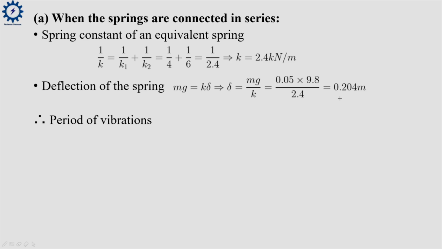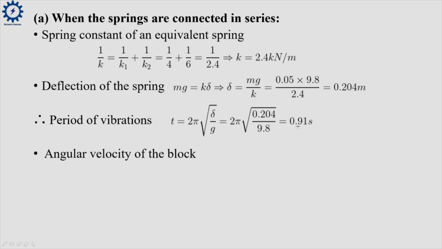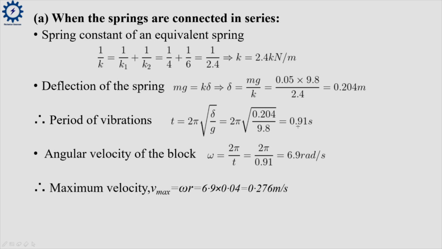Now let's determine period of vibration. We know period equal to 2 pi root delta by g. Substituting the value, we will be getting period as 0.91 seconds. Angular velocity of the block is 2 pi by T, that is 6.9 radian per second. Maximum velocity is omega into r, where r is the displacement. We will be getting maximum velocity as 0.276 meter per second. Maximum acceleration is omega square into r. Substituting the value, we will be getting maximum acceleration as 1.9 meter per second square.